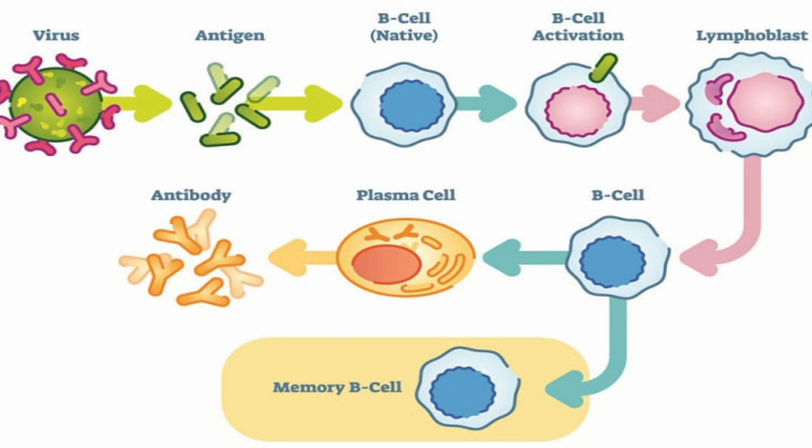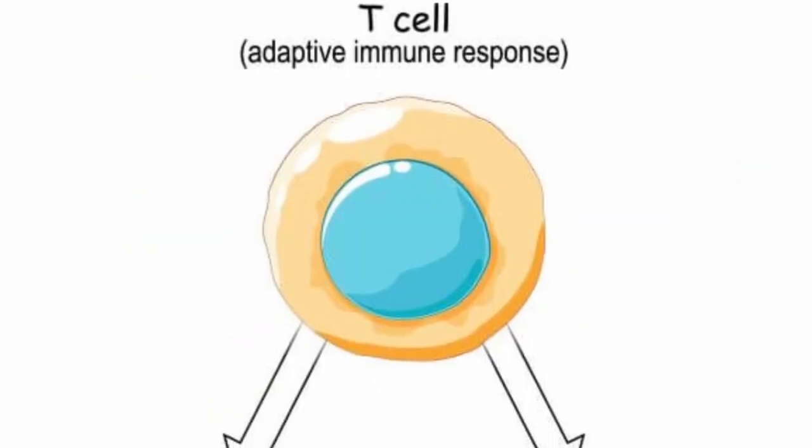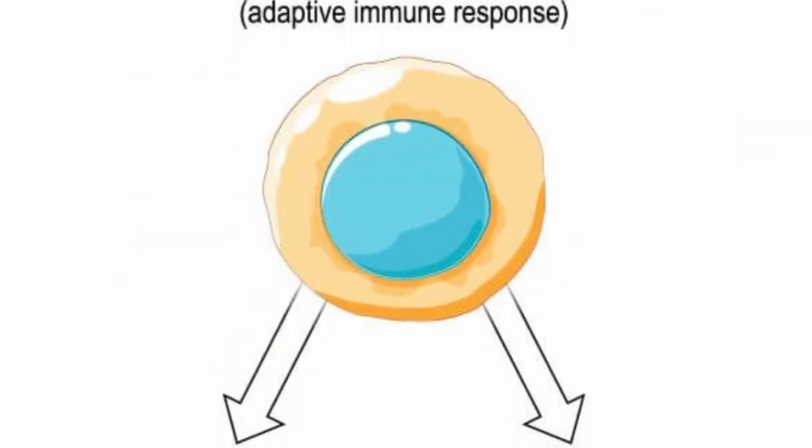B cell memory is generated upon a first pathogen encounter and is carried by two distinct lineages: long-lived plasma cells that secrete protective antibodies for a lifetime, and memory B cells that can elicit improved and enhanced responses upon new antigen challenges. T lymphocytes are divided into two main types.